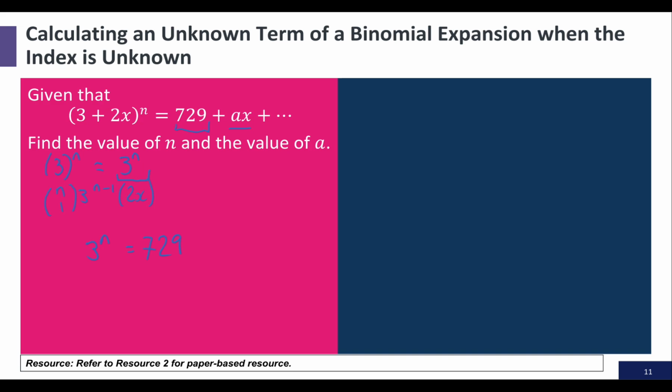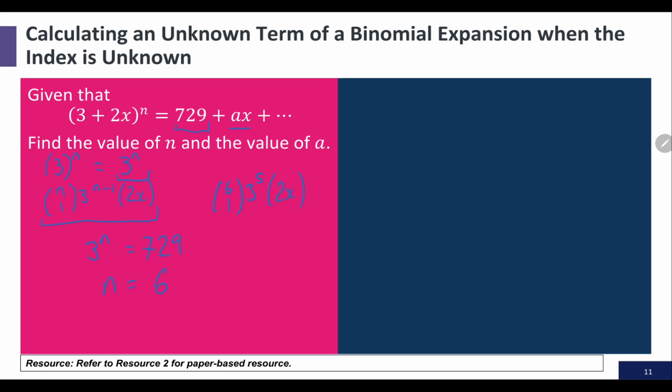So I've gone for 3 to the power of 5, which is 243. So 3 to the power of 6, n is equal to 6. Okay, I just haven't got a. So once we know n is 6, how is that going to help us? Well, this second term here, let's stop writing n and let's start writing 6. 6 choose 1, 3 to the 5 multiplied by 2x.